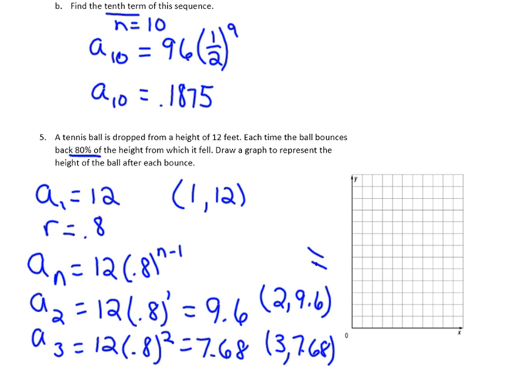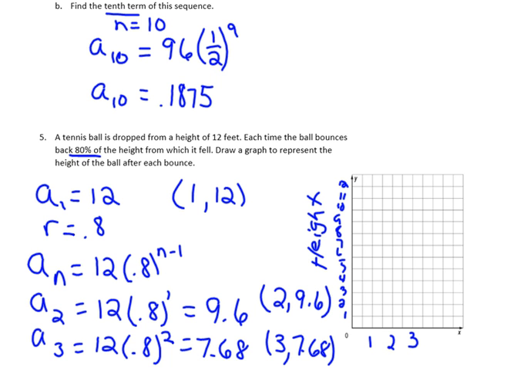So if I'm graphing that, down here is my term, the number of bounces in other words, and this is your height. I'm going to skip just to make it a little bit bigger. So 1, 2, 3. Let's see, 2, 4, 6, 8, 10, 12. Can I go by ones? Yep. So 1, 2, 3, 4, 5, 6, 7, 8, 9, 10, 11, 12.